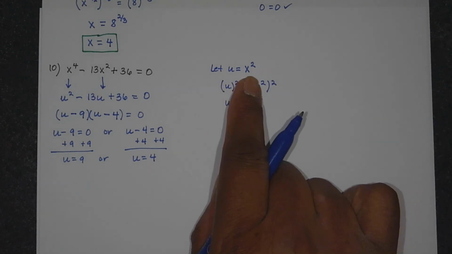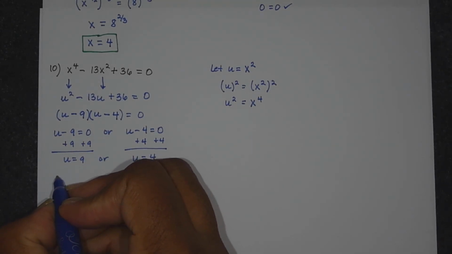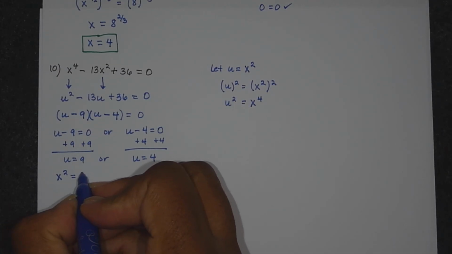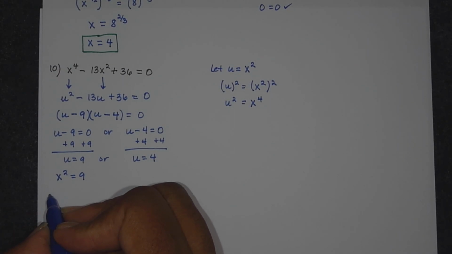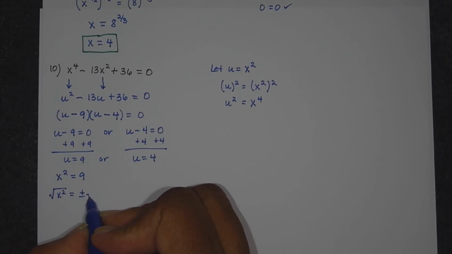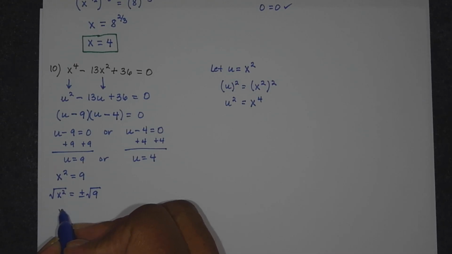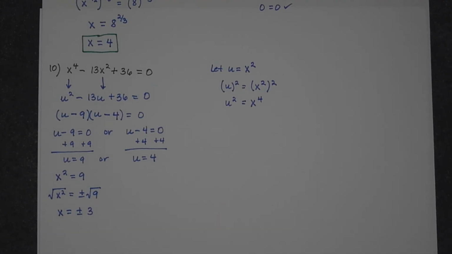Here we let u equal x squared, so we're going to do the back substitution by replacing the u with x squared. So for u equal 9, replace the u with x squared. That means that x squared is equal to 9. Now what's the opposite of squaring something? Square root both sides, and include the plus or minus symbol. So x is equal to, what's the square root of 9? Well, plus or minus 3. So x will be equal to plus or minus 3.